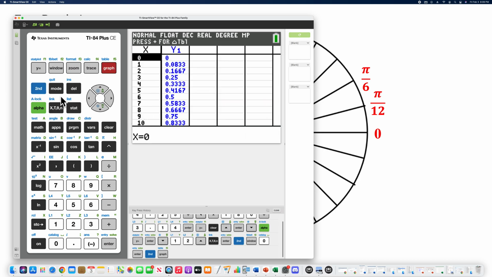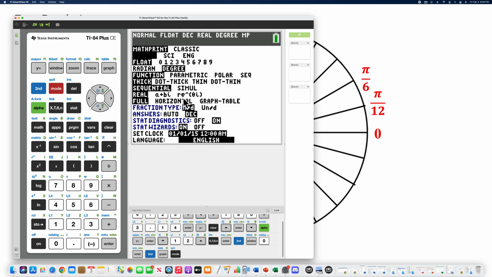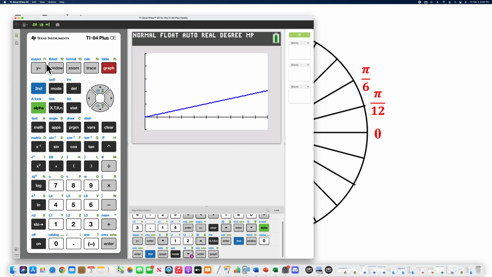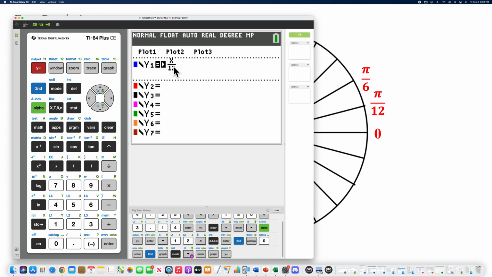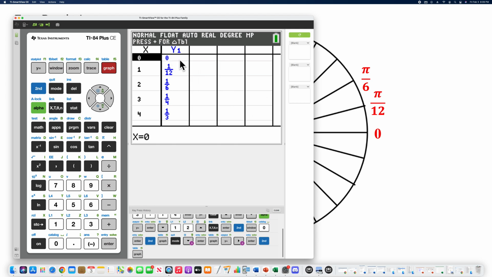Wait a minute, I think I changed my mode. Yep, I'm in decimal mode. Let me go back here to auto. Sometimes you got to fix your calculators here. Those should have all come up as fractions. Let me go back, because we used the fraction command there. Let's try this again. Second. Boom, there we go. Second graph.